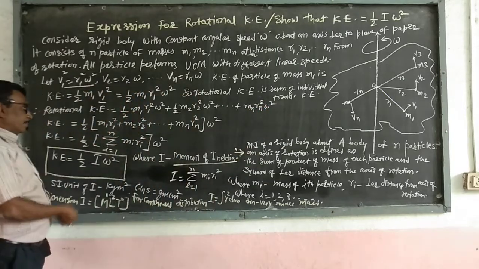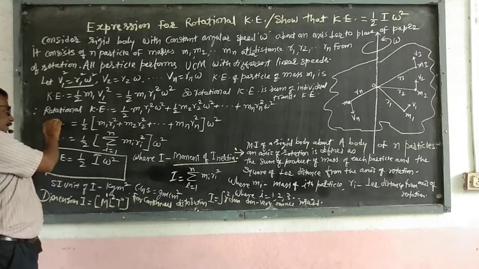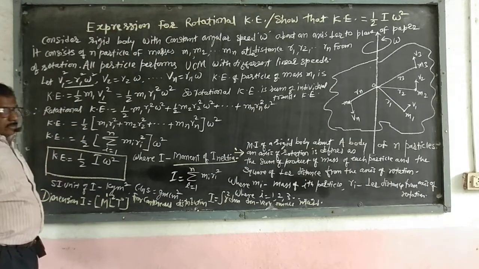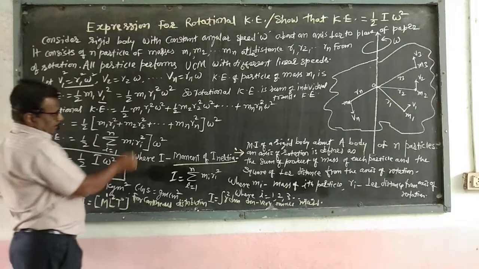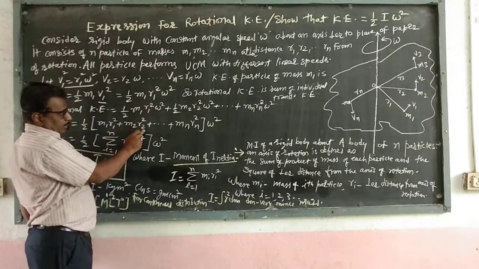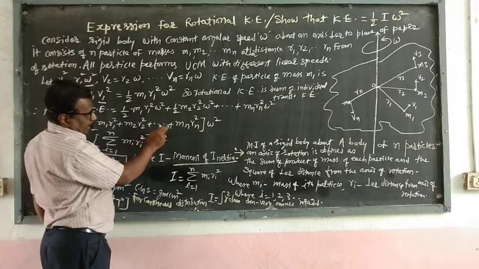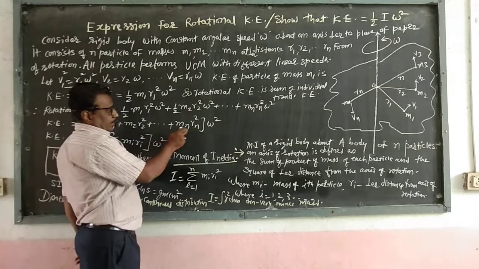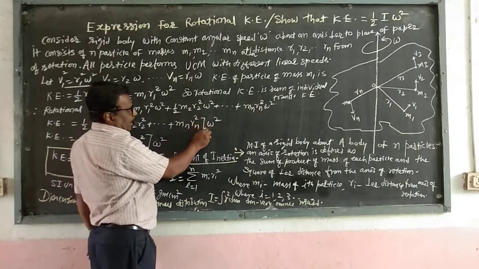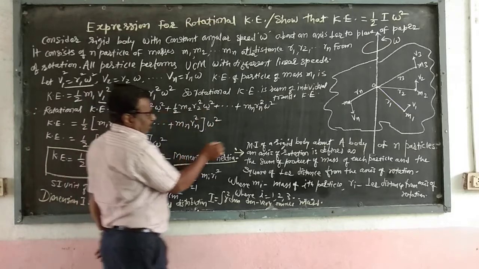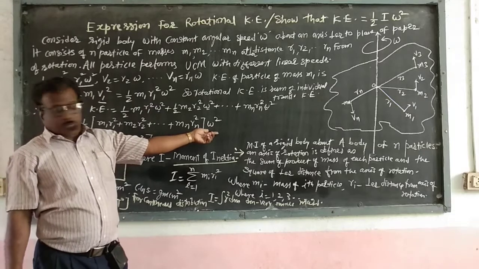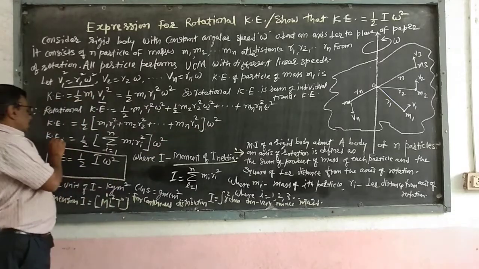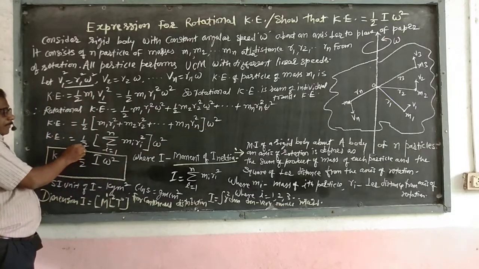Now we take half common. So we get kinetic energy equal to half common. What will remain here? m1 r1 square is remaining, the second term m2 r2 square is remaining, plus and so on, the last term mn rn square is remaining, and omega square. In all terms there is omega square, so we take omega square common here. Now kinetic energy is equal to half.